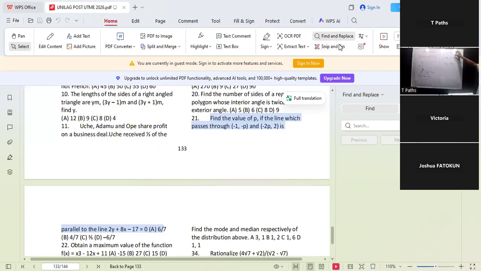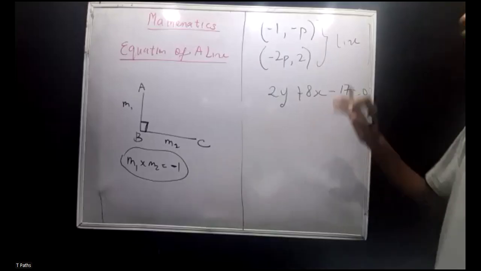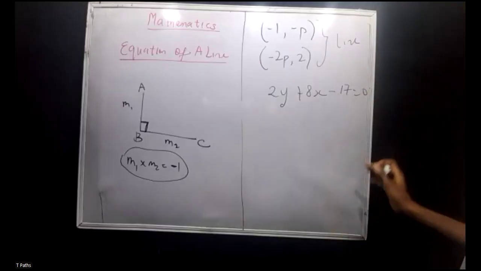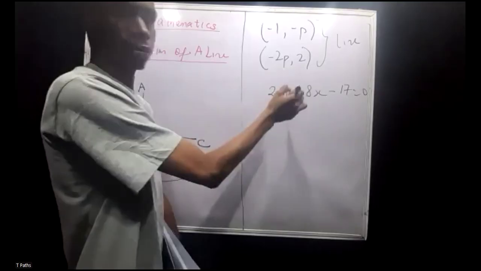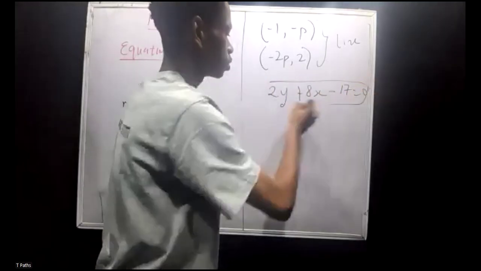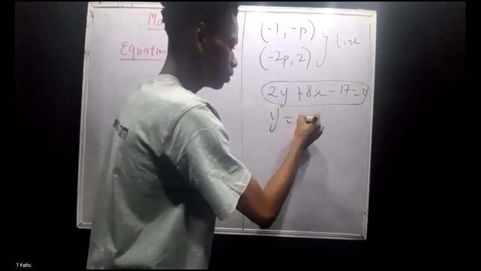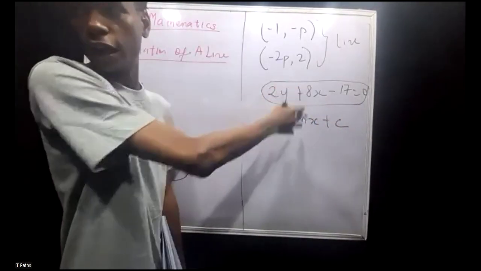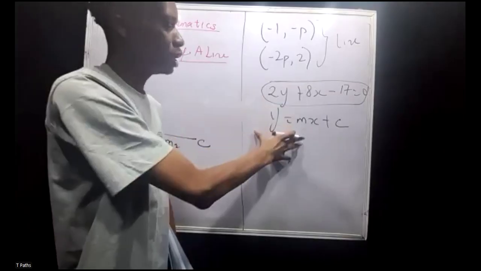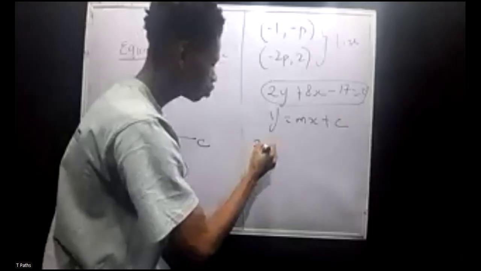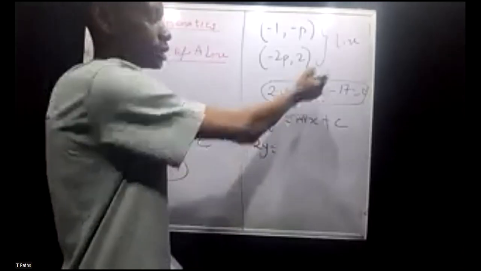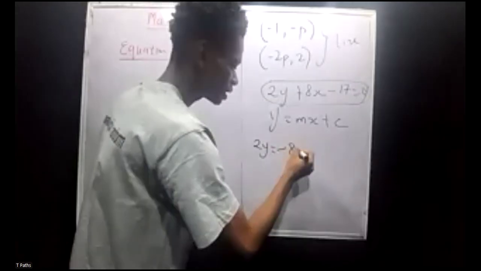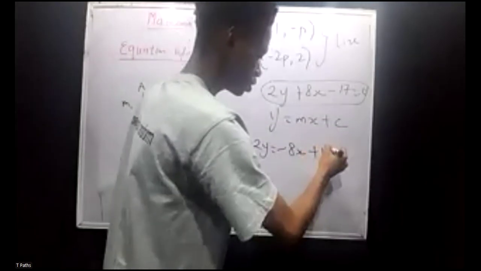So this line is parallel to this line, which means the slope of these two lines are the same. So the first thing I have to do is rewrite this equation of a line in the slope-intercept form, y equals mx plus c. So first, 2y is equal to, I'm bringing 8x to this side, so it's changing from positive sign to negative sign. So I have minus 8x. Because this is negative, this will come over here and change to positive, plus 17.